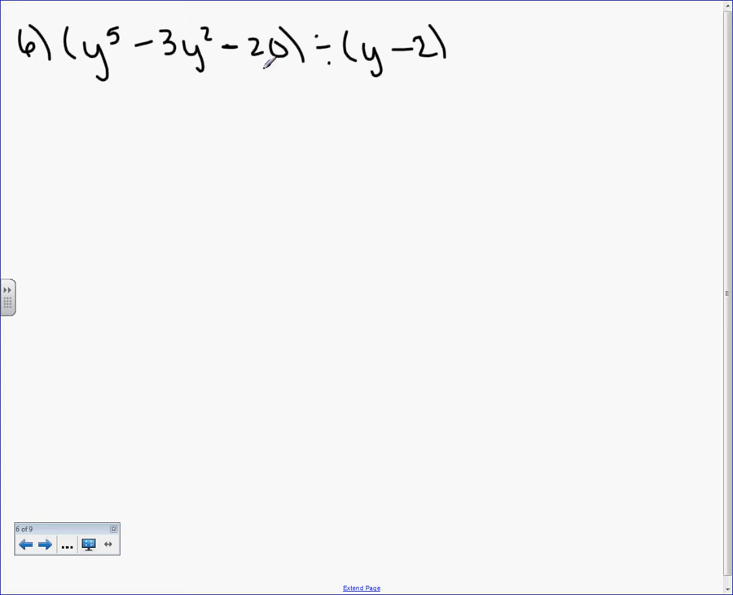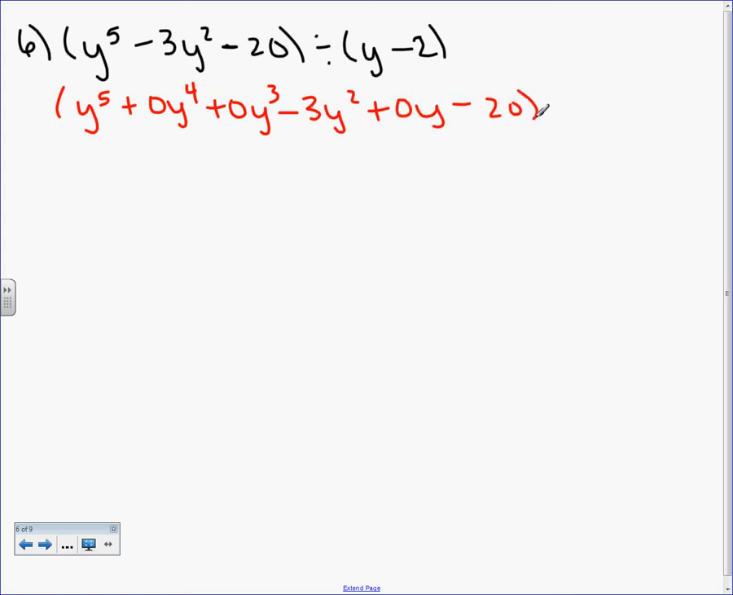Let's do our checklist. It's in descending order. There's gaps here. Do you understand what I mean by that? It jumped from y to the 5 to y to the 2. That can't happen. Okay? So, y to the 5 plus 0y to the 4 plus 0y to the 3 minus 3y squared plus 0y to the 1, constant, everything else.